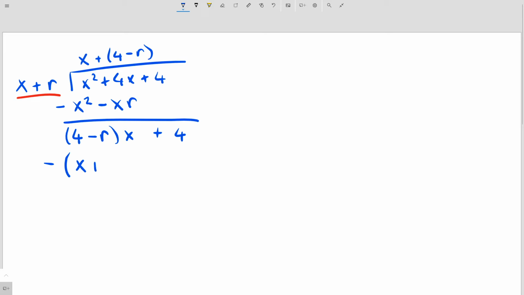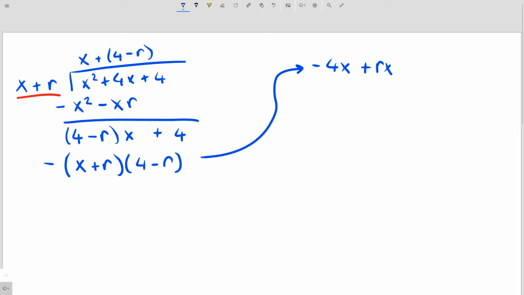We have to subtract x plus r and multiply by 4 minus r. And let's just go ahead and do the expansion over here so it doesn't get in the way. We're going to get minus 4x plus rx. Wait, let's make sure I'm doing this right. Yeah, plus rx minus 4r and plus r squared.